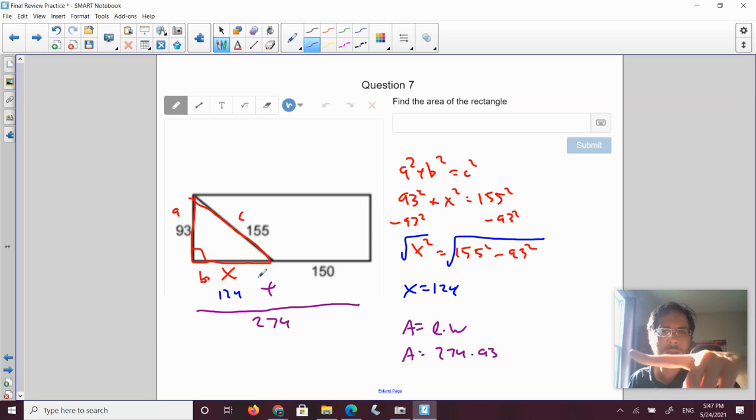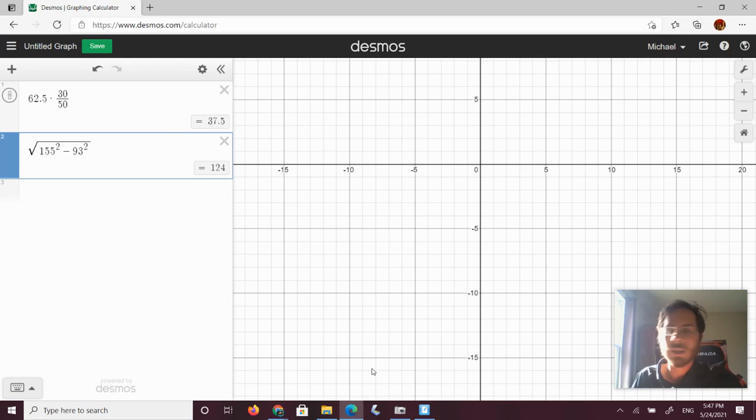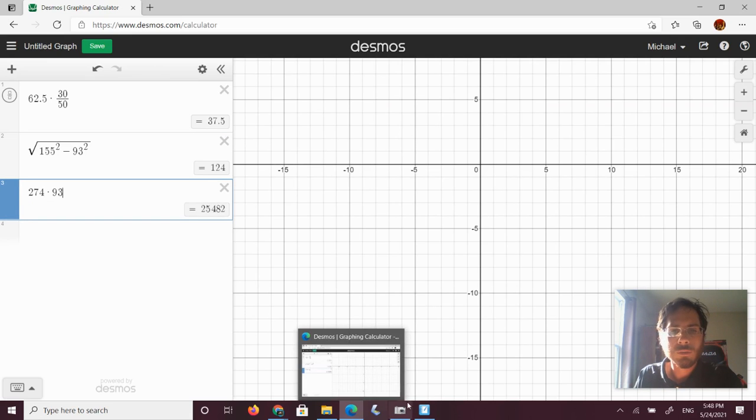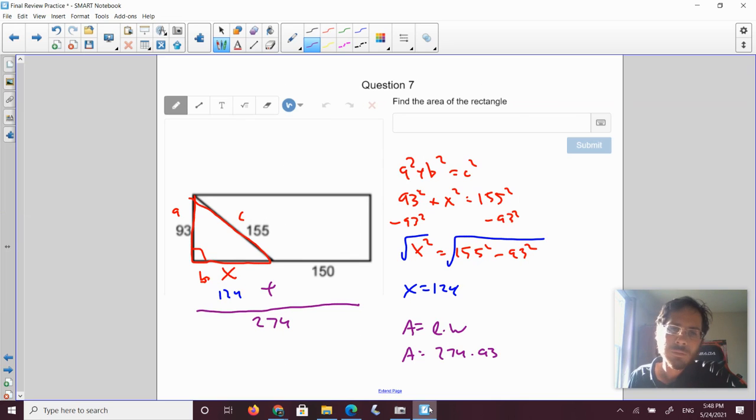So we got the length across the bottom, and the width is going to be the height. So 274 times 93, 25482. All right, that's going to be our area, and that's going to be in units squared. We don't know what the units are. We weren't told, but it's in square units. So that's number 7.